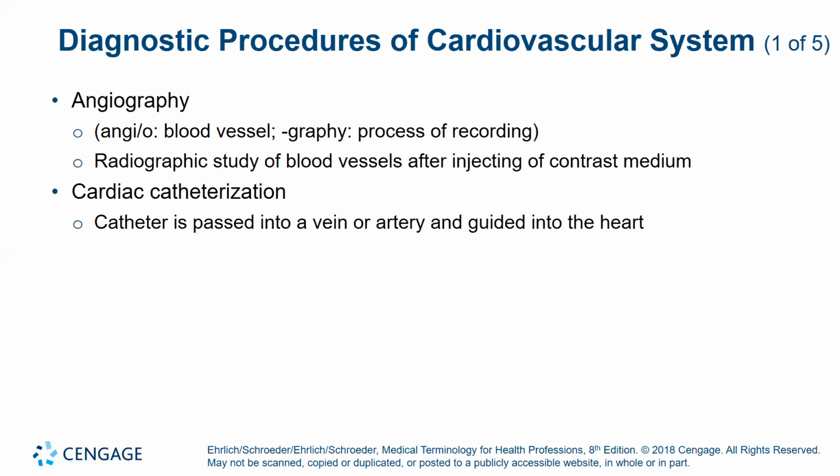Angiography. Angio is blood vessel. Graphy is process of recording. So it's a radiographic study of blood vessels after injection of a contrast medium. We have cardiac catheterization. A catheter is passed into a vein or artery and guided into the heart. That's what they do with that.